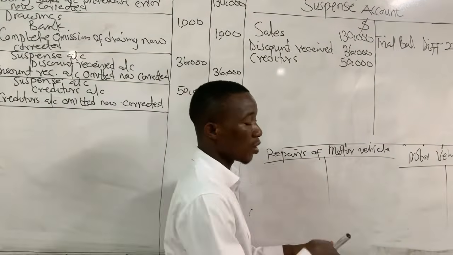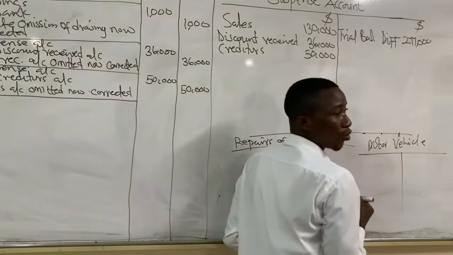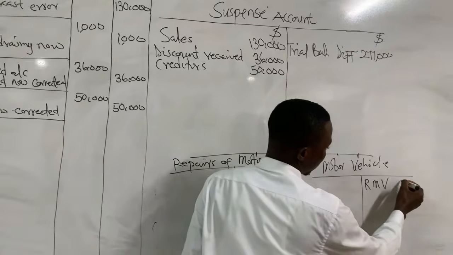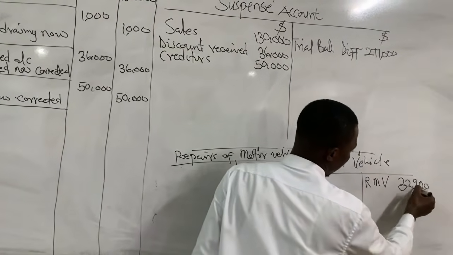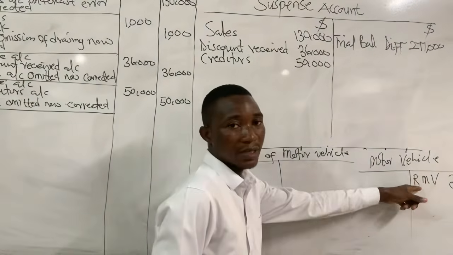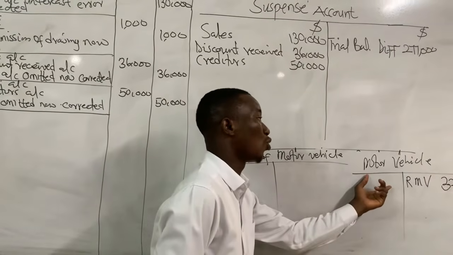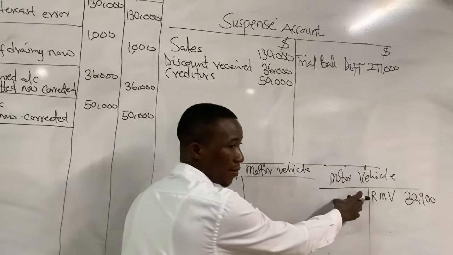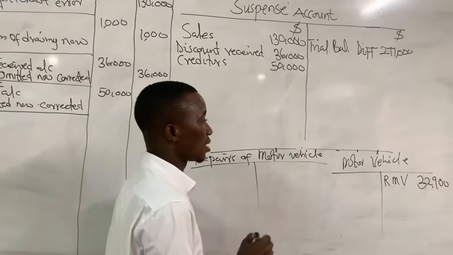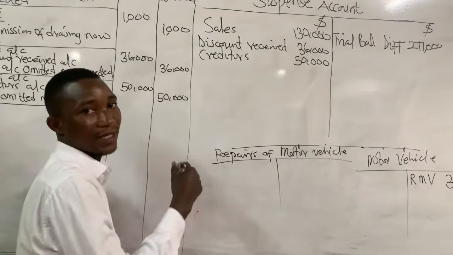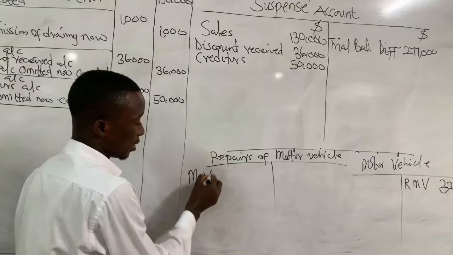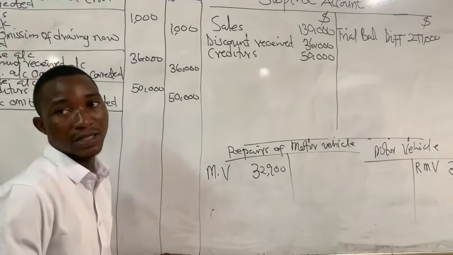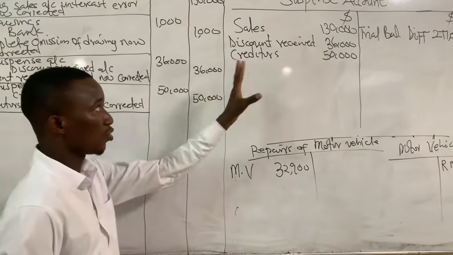So in correcting, we credit the motor vehicle account by repairs of motor vehicle, an amount of $32,900. The reason why we are recording it at the credit side is that they have debited it to a motor vehicle account, so we write it at the credit side to cancel it off. Then we come to the repairs of motor vehicle account and do the right entry. So we debit it in the name of motor vehicle, $32,900. You can see that this error doesn't pass to the suspense account, so we will not tackle the suspense account.